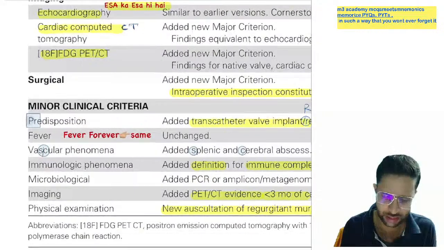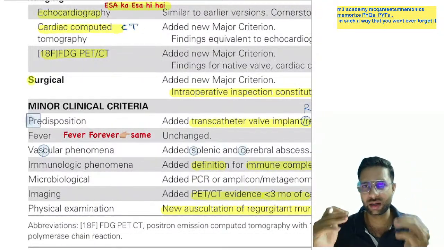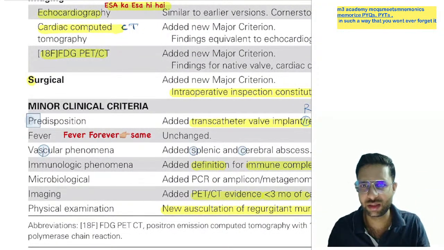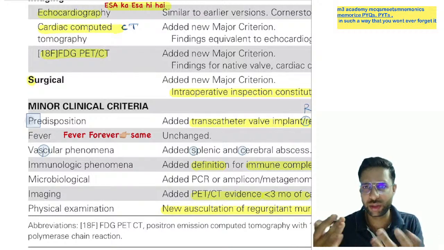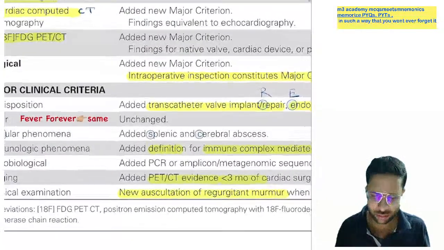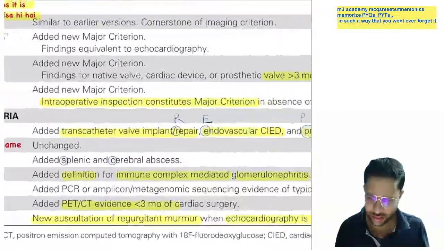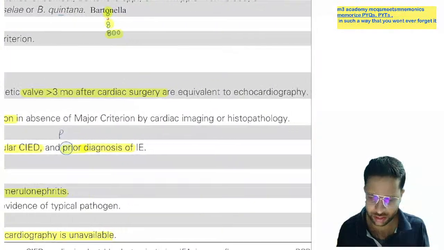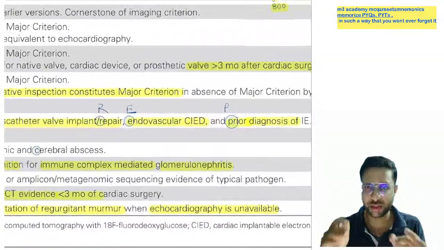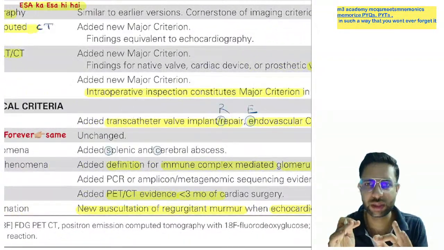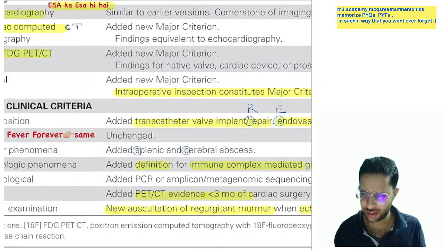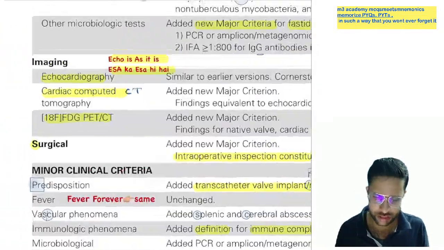Surgical criteria we already saw: intracardiac surgery, direct observation during intraoperative cardiac surgery. So we don't rely on histopathology or cardiac imaging; we rely more on the intraoperative direct observation during the surgery. Those are the major criteria. So these are the important changes.